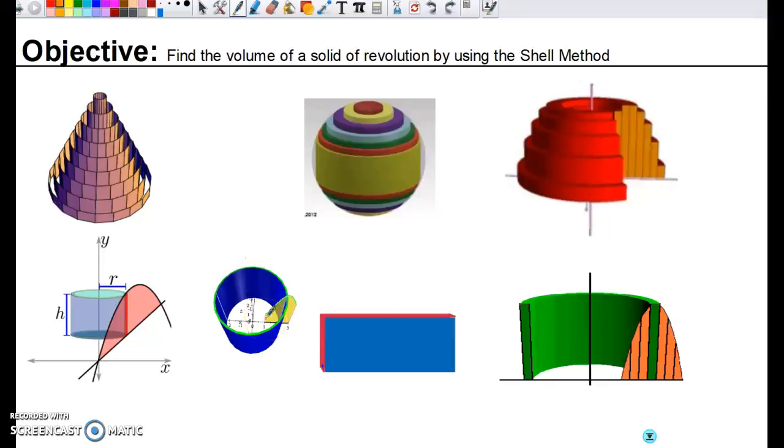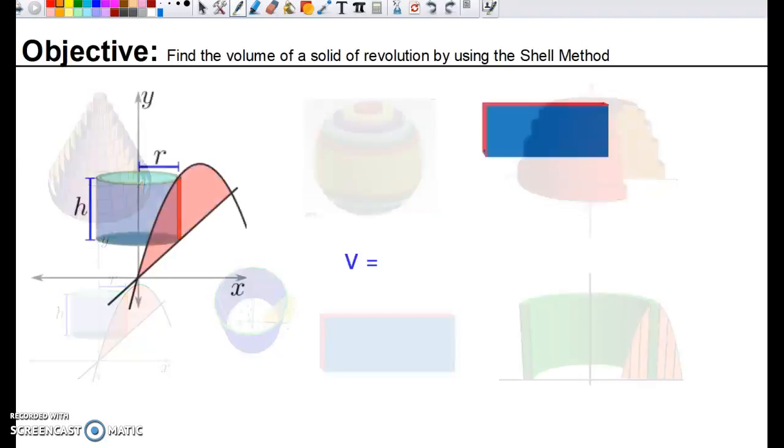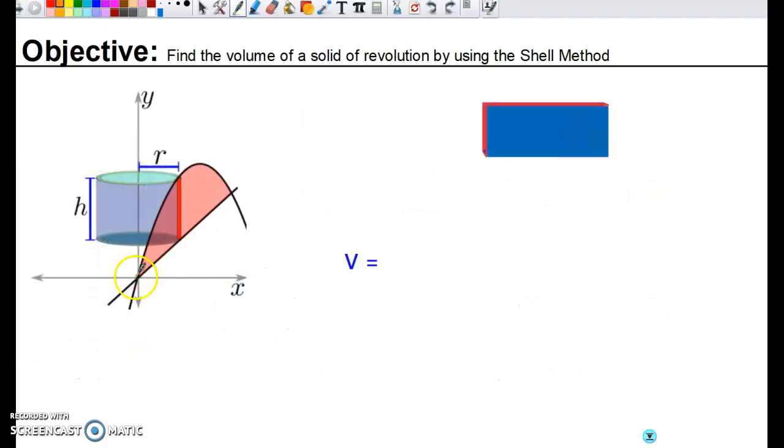If we add all those up, you can see that we approximate the volume of a sphere with cylinders, as well as many other shapes. And here's how it works. Imagine I wanted to take this red region and rotate it around the y-axis here. I'm going to draw kind of the ghost shape on the other side. You can imagine what this would look like rotating around 360 degrees.